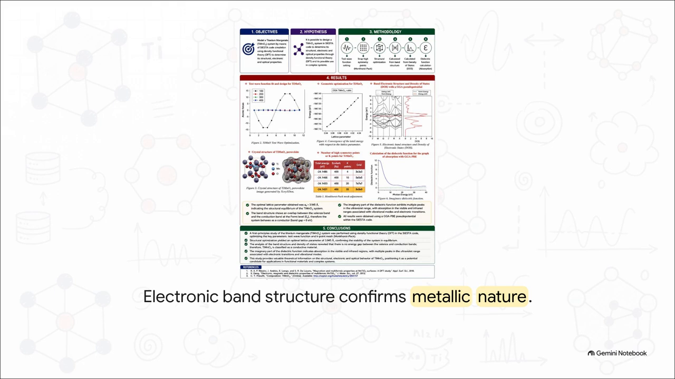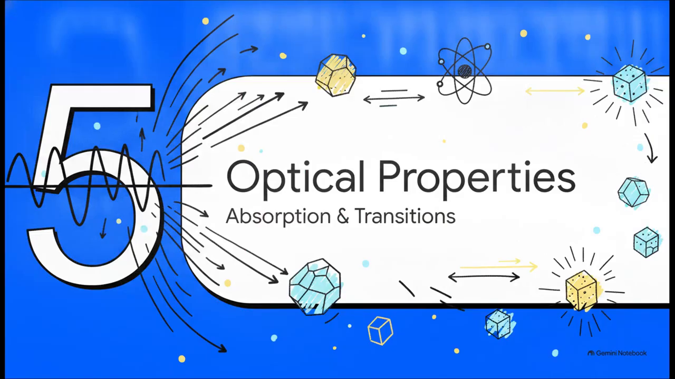By analyzing the electronic band structure and the corresponding density of states, we can undeniably confirm this metallic characteristic. That critical overlap right at the Fermi energy level provides the exact electronic states needed to position TiMnO3 as a highly promising conductive material. Okay, so next we needed to figure out how this material interacts with electromagnetic radiation. Let's look at Section 5, Optical Properties.